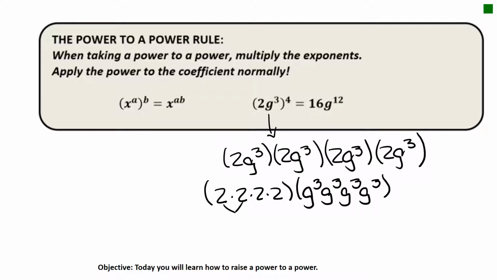Then you multiply. 2 times 2 is 4. 4 times 2 is 8. 8 times 2 is 16. And then you have 3 plus 3 is 6, plus 3 is 9, plus 3 is 12.